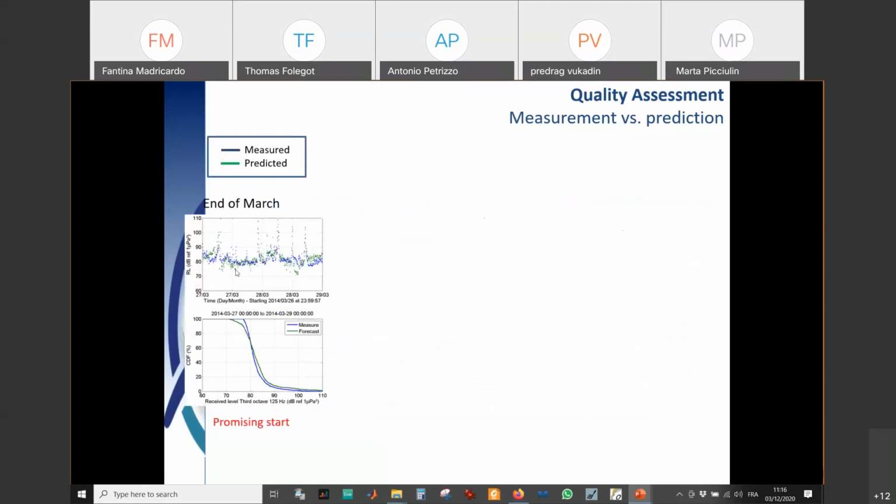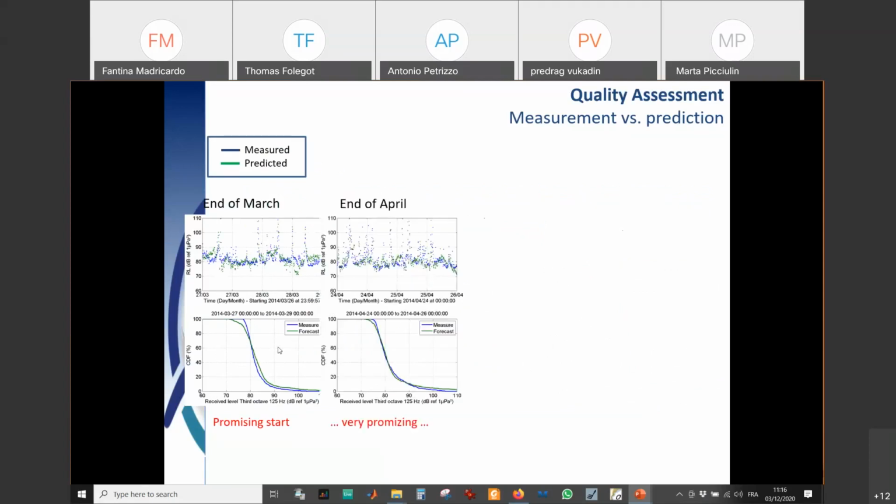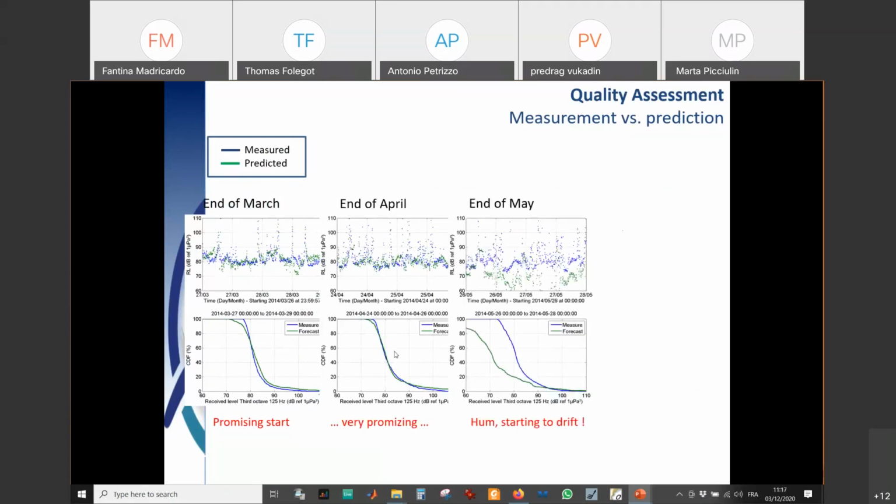So we did that in March, as I just showed. Then we did that in April, with still very good results. Then we did that in May. Then it started to drift. We started to have here strong differences between what we measured and what we modeled.